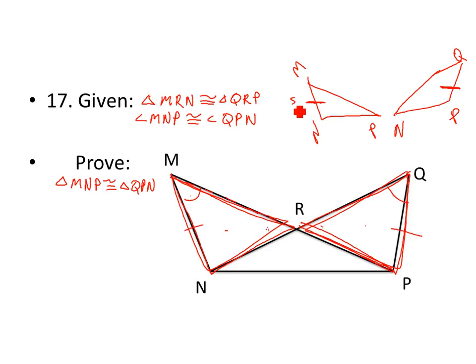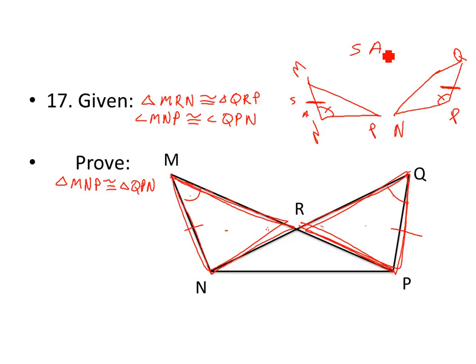What else do we have? What else did they tell us? Go back to our given then. The angle MNP is congruent to angle QPN. So MNP, that's this angle right here, is congruent to angle QPN, it's this angle. That's a pair of angles, right? Is that enough to say the two triangles are congruent?